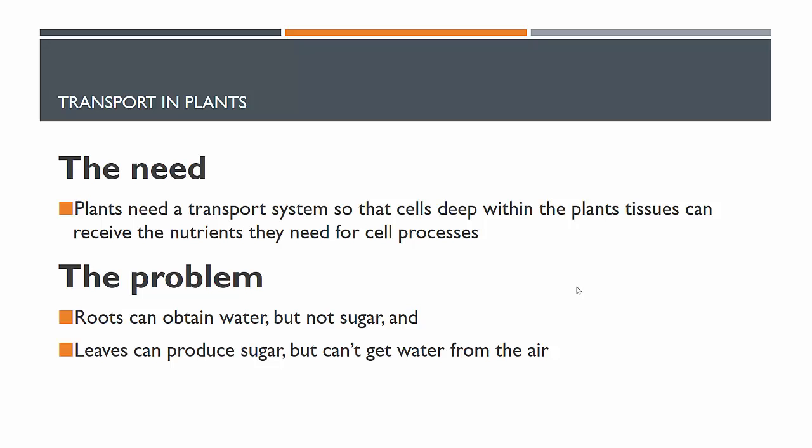Alright. So the first thing is identifying that there is a bit of an issue in plants. They're a bit different to animals, but they are similar in the sense that they have cells all over their bodies. It's a common feature of multicellular organisms that all cells require materials, but they have a problem. The problem is that roots can obtain water but not sugar, and leaves can produce sugar but can't get water from the air. So there needs to be some sort of mechanism of exchange, and this is what we're looking at today.